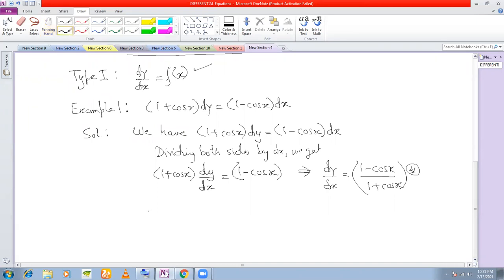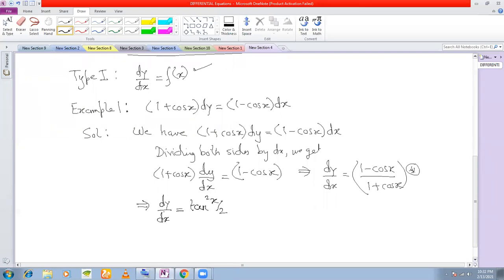We are getting it, because (1 minus cos x) by (1 plus cos x) is a function of x only. So that means, how will you solve this differential equation? See that dy dx is equal to (1 minus cos x) by (1 plus cos x), which is tan square x by 2.